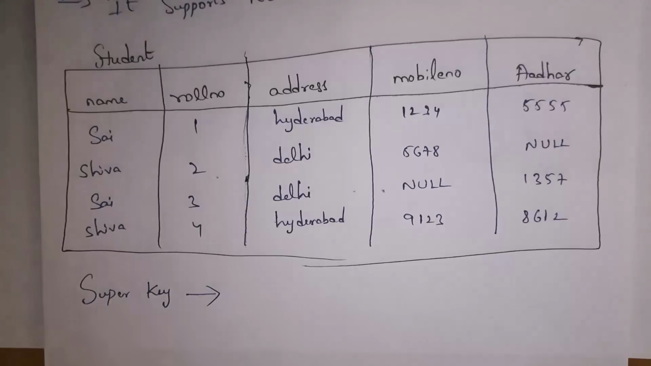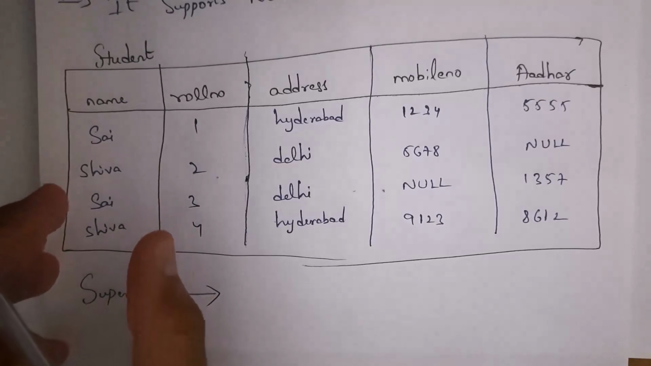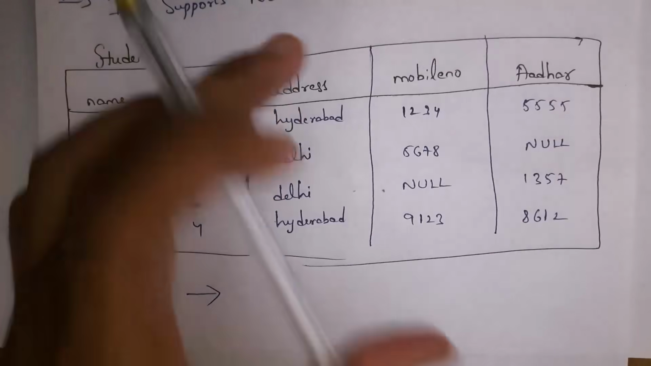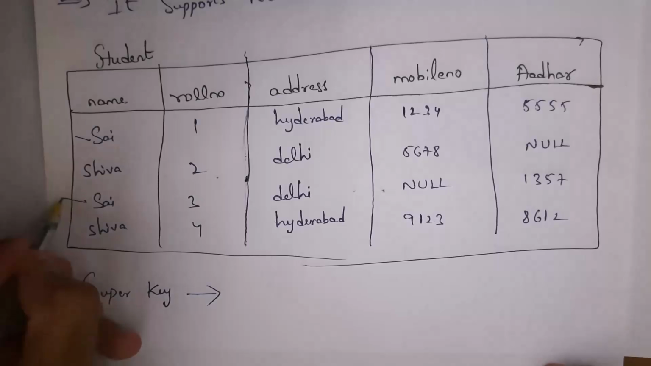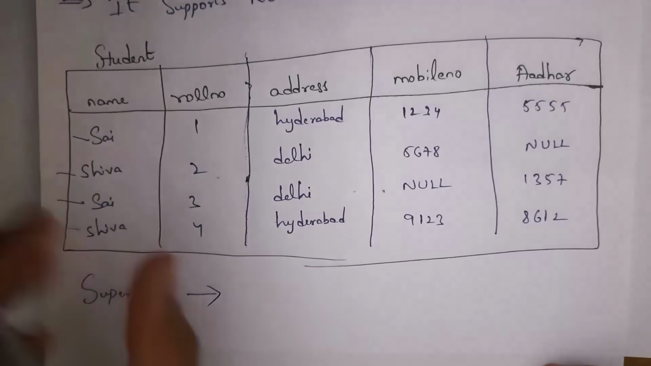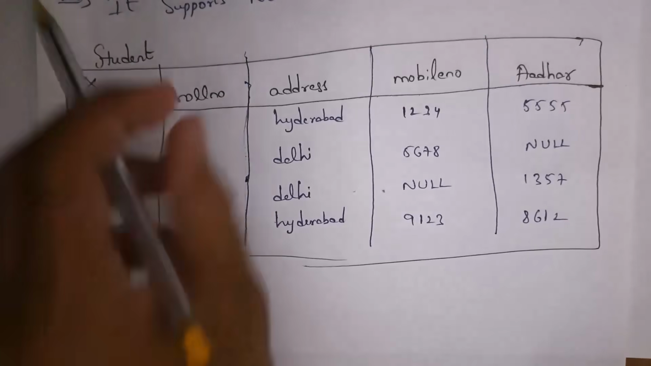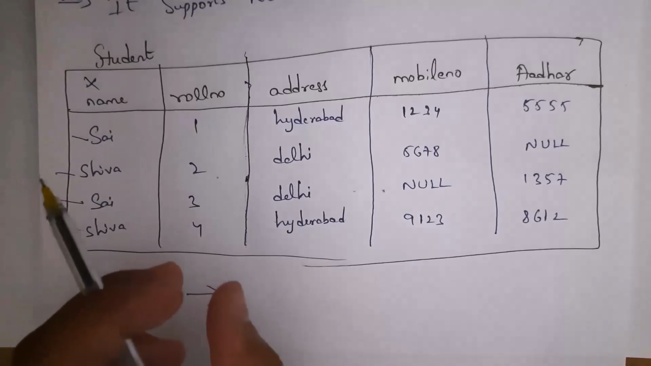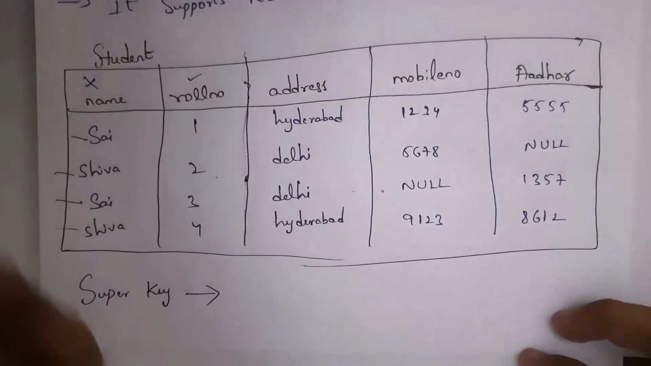A column is said to be a super key if it contains unique values and null values are accepted. For example, this is the student table data. If you observe the name column, Sai is repeated twice and Shiva is repeated twice. So it is not unique. There are duplicate values, so this name column is not a super key. For the rule number column, each and every value is unique. There are no duplicate values. So the rule number column is considered a super key.